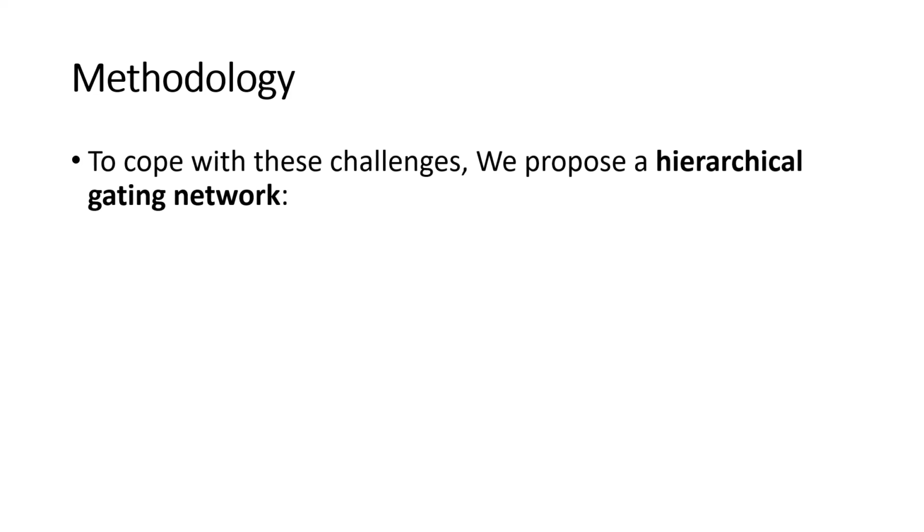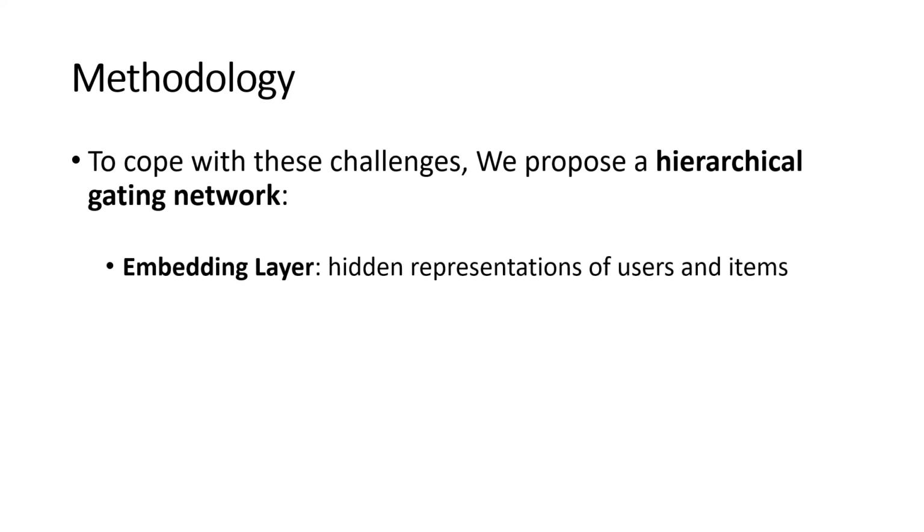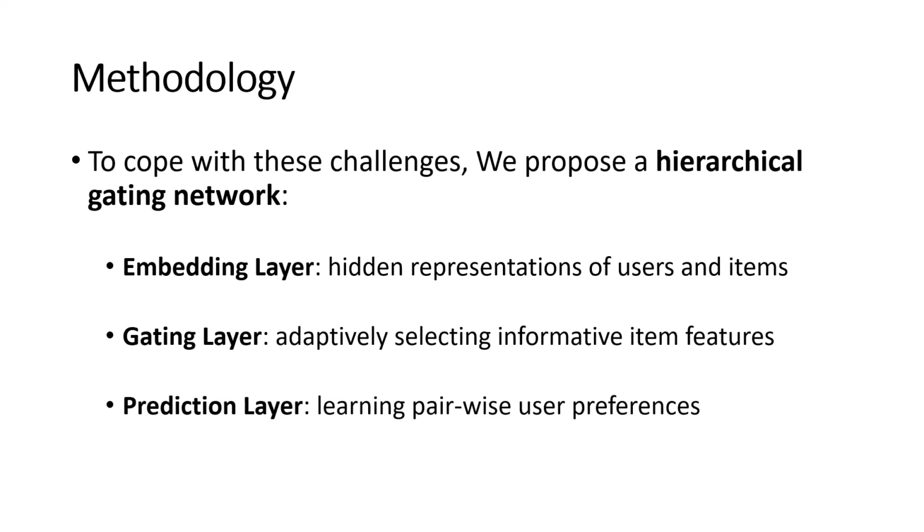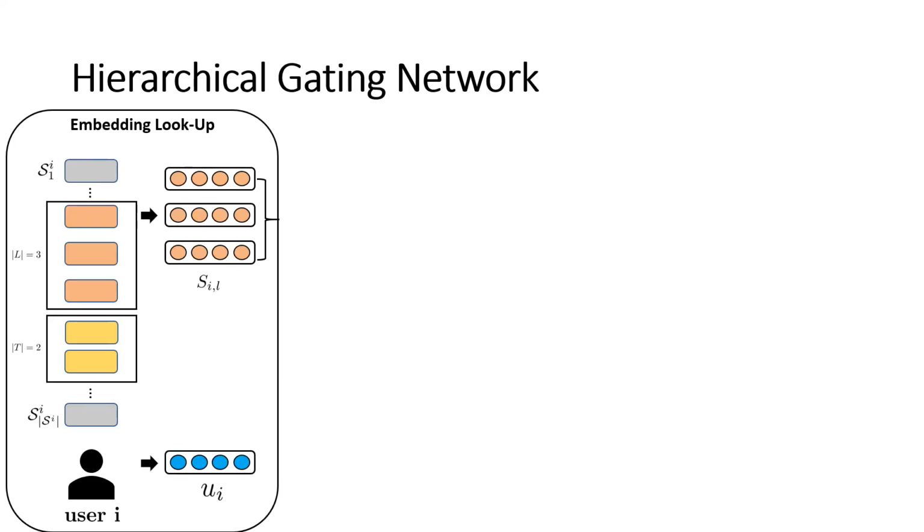To cope with these challenges, we propose a hierarchical gating network, including the embedding layer for hidden representations of users and items, the gating layer for adaptively selecting informative items and features, and the prediction layer for learning pairwise user preferences. To be more specific, at the embedding layer, we get the corresponding item and user's embeddings, which are low-dimensional, real-valued, dense vectors.